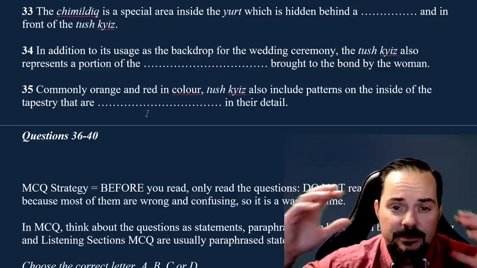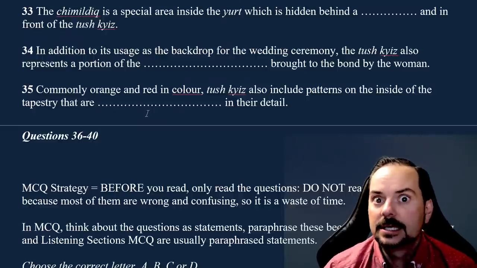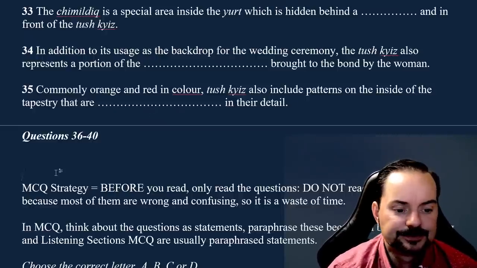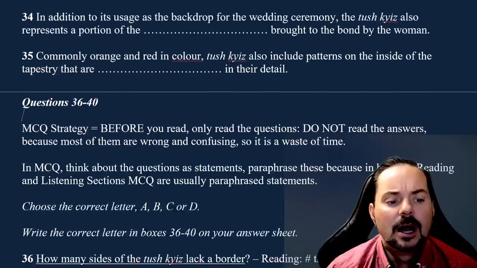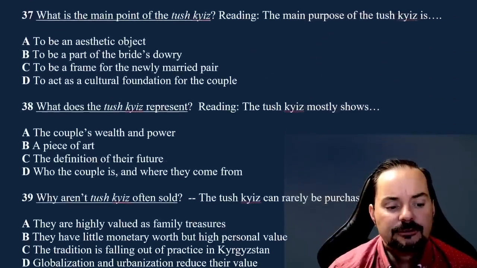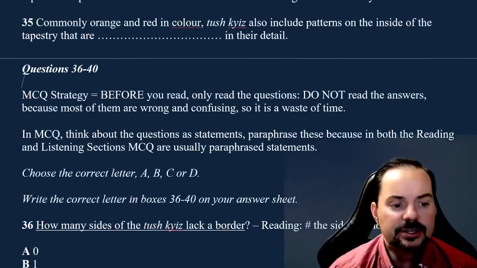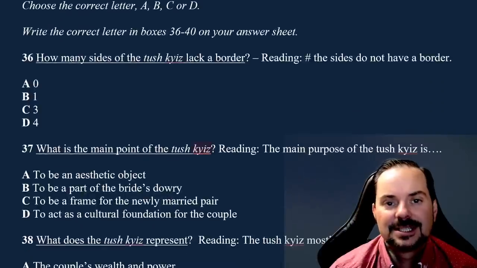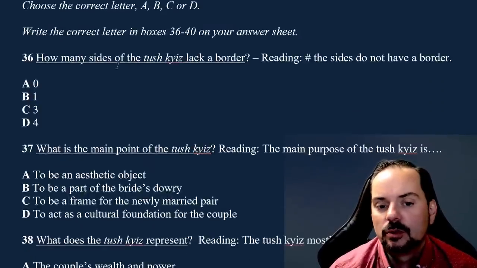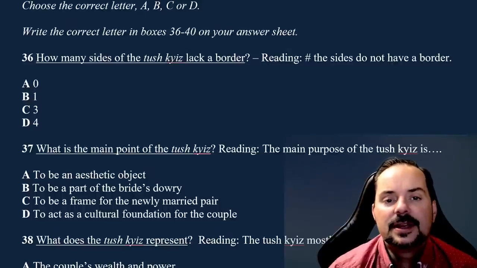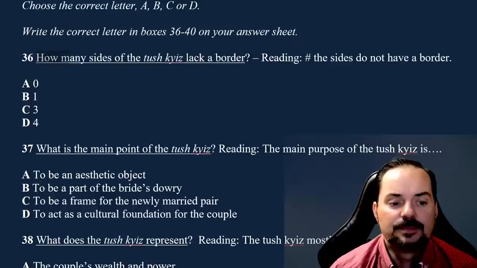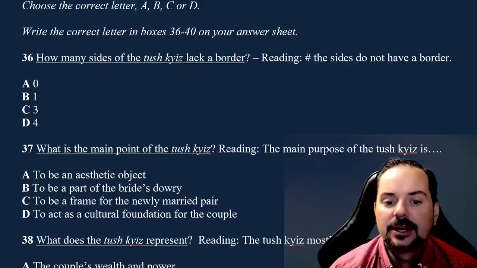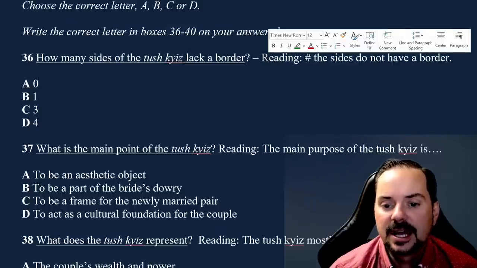I'm collecting all this information in my head before I begin my reading journey. Now, 36 to 40, we've got five more questions here. They're multiple choice. Multiple choice questions, I only read the question because the answers can confuse me and they're a waste of time. Okay, so multiple choice, only read the question. And then think about ways to paraphrase it. So here's the question. How many sides of the tushkits lack a border? Okay, now here, the number, the sides that do not have a border.